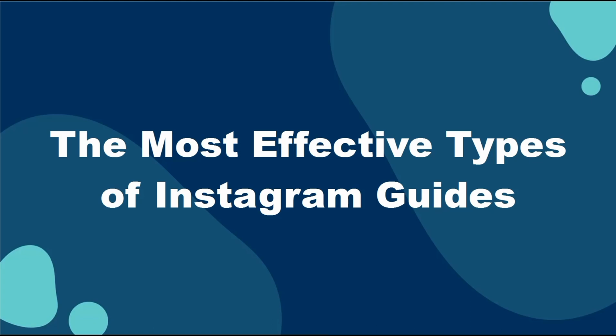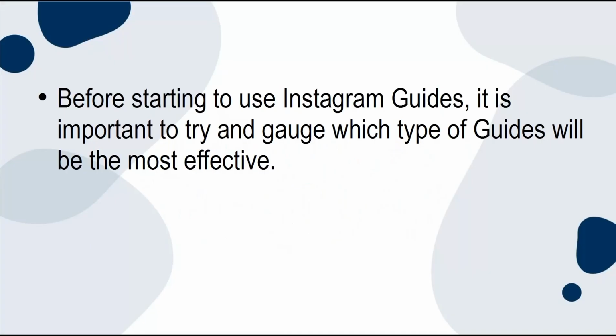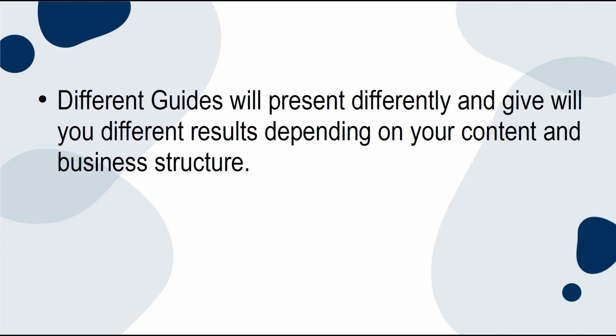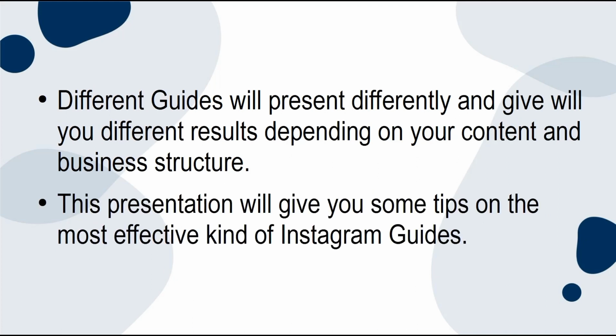The most effective types of Instagram guides. Before starting to use Instagram guides, it is important to try and gauge what type of guides will be the most effective. There are three main types of Instagram guides: posts, products, and places. Different guides will present differently and will give you different results depending on your content and business structure. This presentation will give you some tips on the most effective kind of Instagram guides.